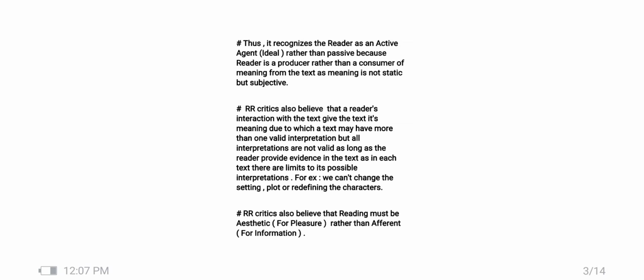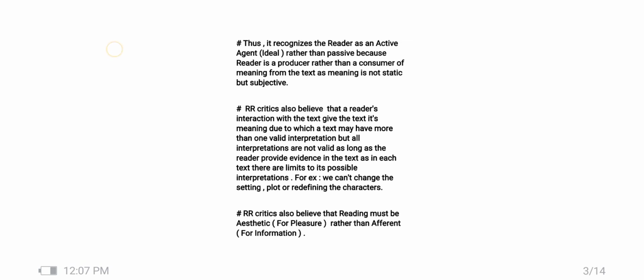Next, reader response critics also believe that a reader's interaction with the text gives the text its meaning, due to which a text may have more than one valid interpretation. But all interpretations are not valid, as long as the reader provides evidence in the text. As in each text, there are limits to its possible interpretations. For example, we can't change the setting, plot, or redefine the characters.